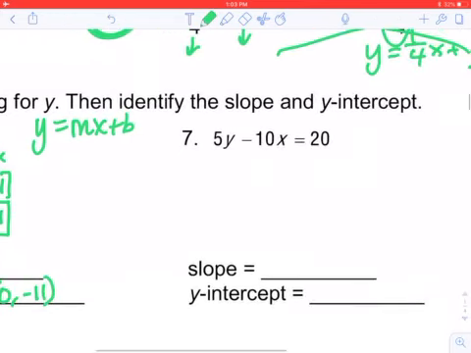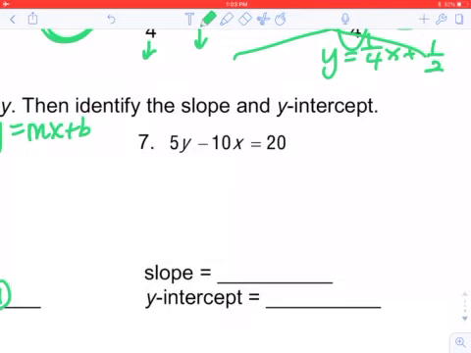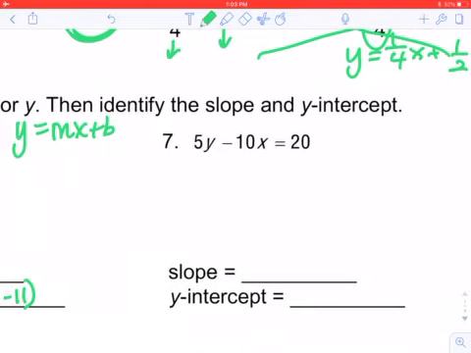Okay? So number 7, same thing. This does not say y equals mx plus b. That's my goal, right? So I'm going to try to get this y by itself. I'm going to start by adding 10x to both sides. I'm going to write the 10x first just because it's a little bit prettier in my opinion. I'm going to divide by 5.